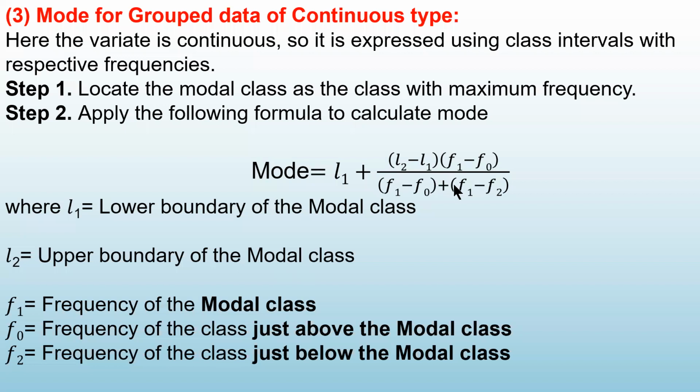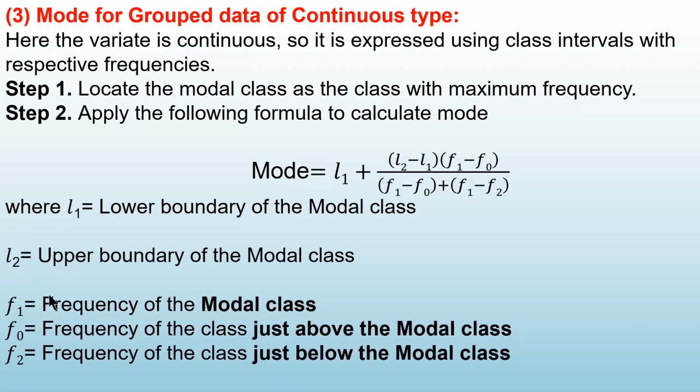Now, what is this F1, F2, F0? So, F for frequency. Okay. So, whenever we write F1, it is the frequency of the modal class. यानी जो आपने modal class identify किया है, उसका frequency को we will denote by F1. F0, frequency of the class which is just above the modal class. मोडल क्लास के ऊपर जो क्लास है उसका फ्रीक्वेंसी को हम F0 से डिनोट करेंगे, और F2 frequency of the class just below the modal class.